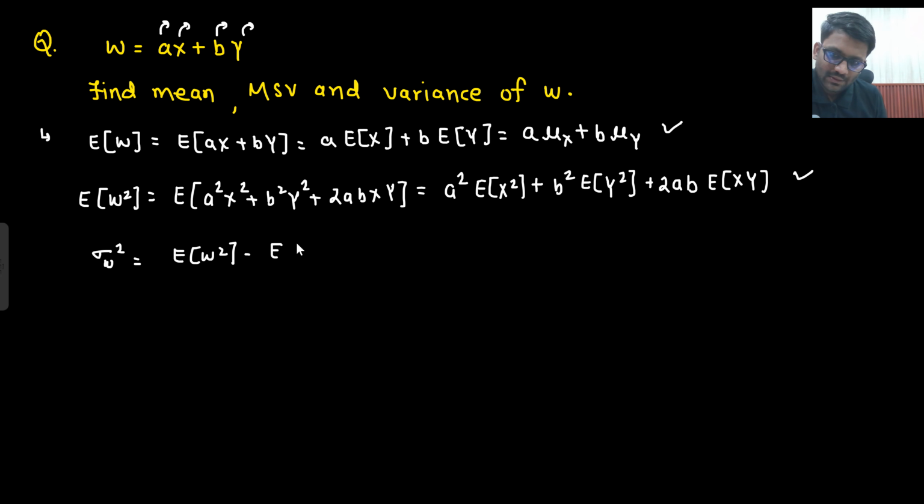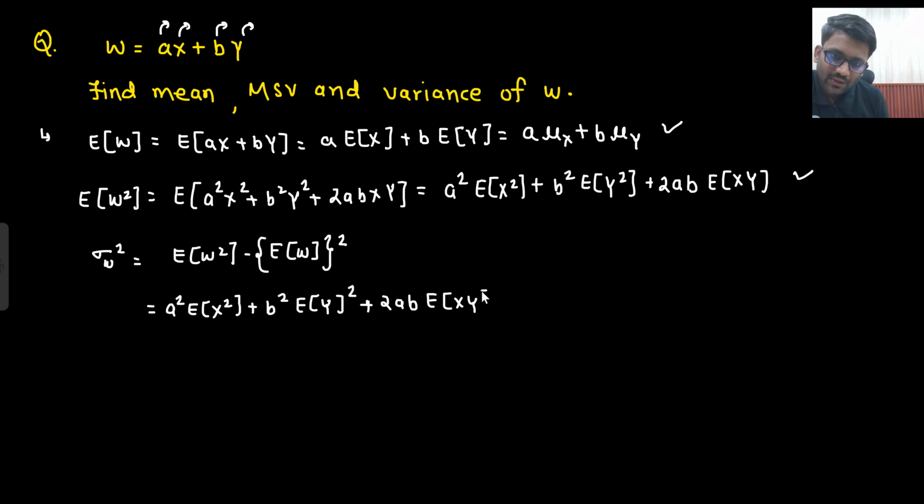This minus this. This is what we need to do, right? Expectation of W square minus expectation of W whole square. So expectation of W square is given as A square expectation of X square plus B square expectation of Y square plus 2AB expectation of XY minus.